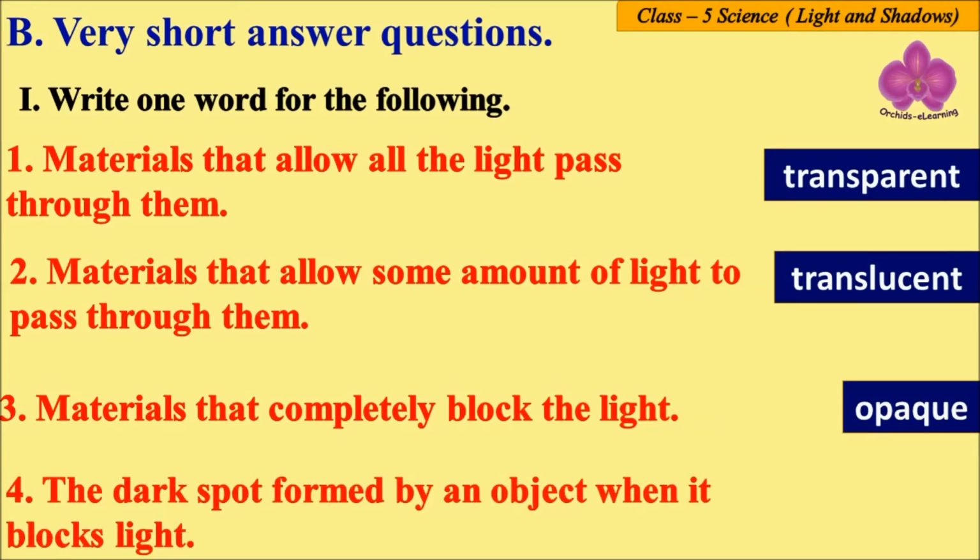Fourth one, the dark spot formed by an object when it blocks the light. What do we call that dark spot? It is shadow.